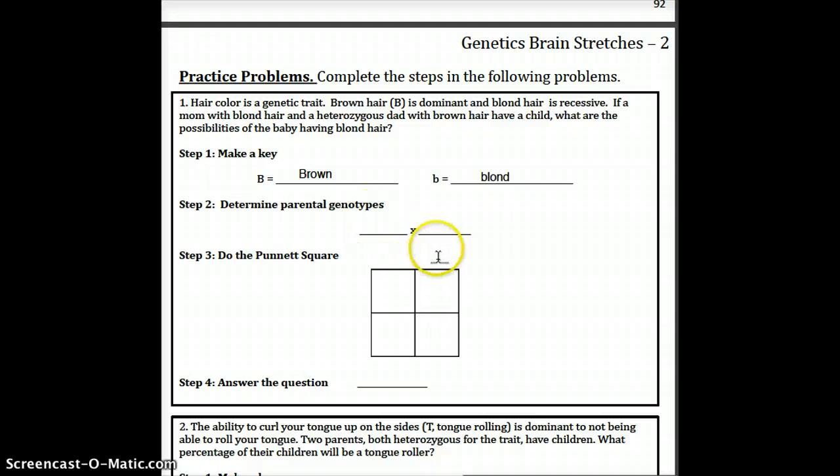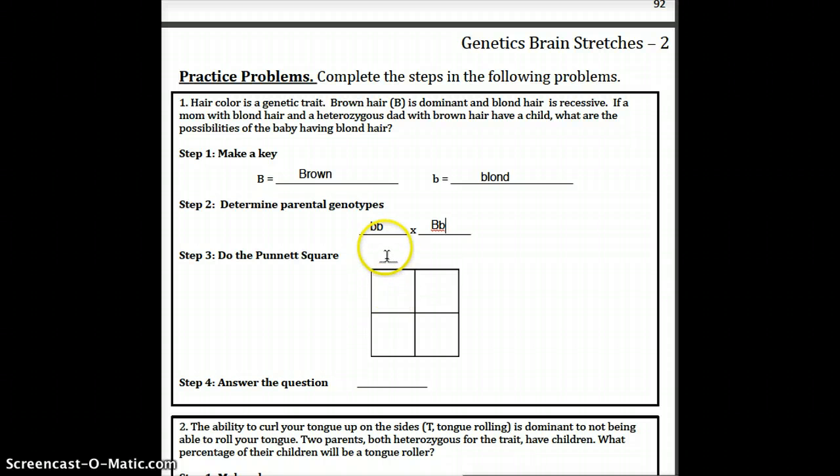And then if we look at the parents' genotypes, we would say that a mom with blonde hair, the only way to have blonde hair is if you're homozygous recessive, is crossed with a heterozygous dad. So hetero, remember, means different. So we're going to have different alleles. We're going to have one big B, which codes for brown, and one little b, which codes for blonde. And remember, we have dominance, so the big B beats out the little b.